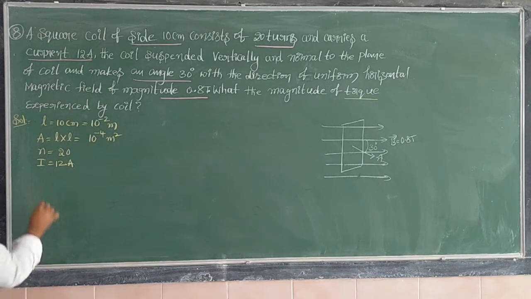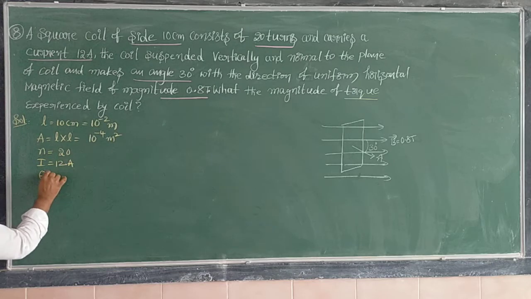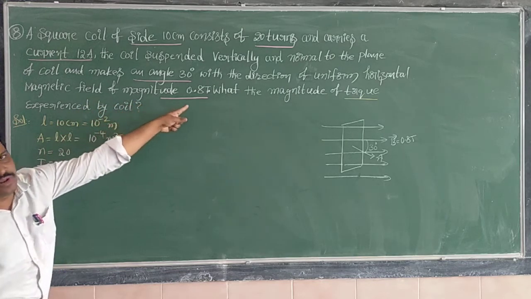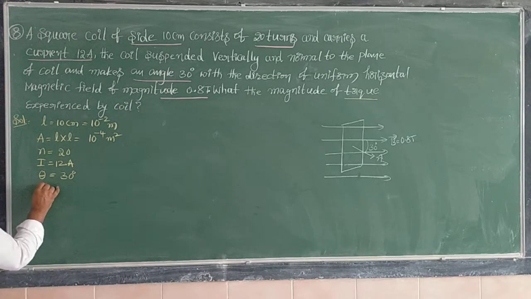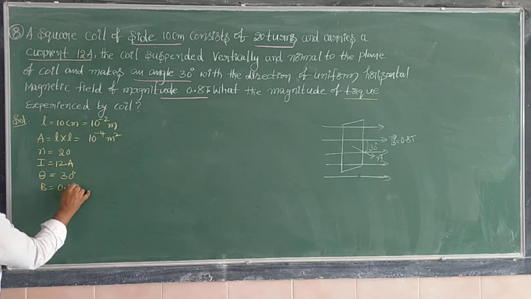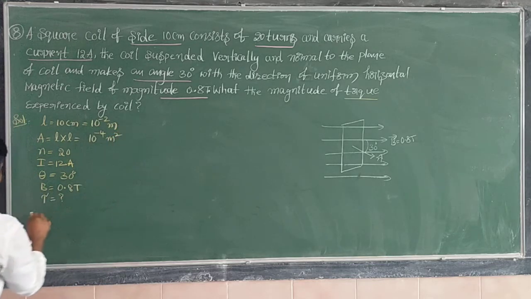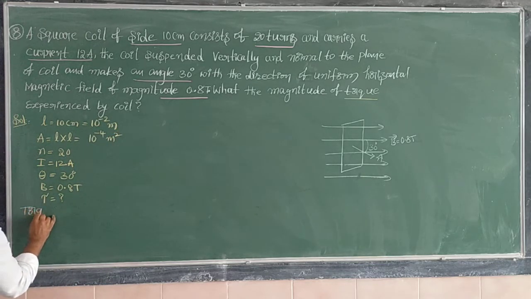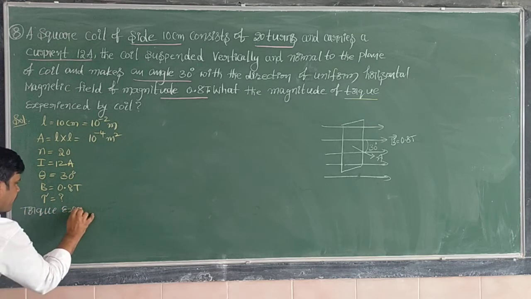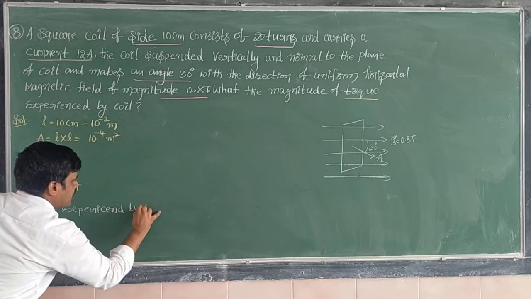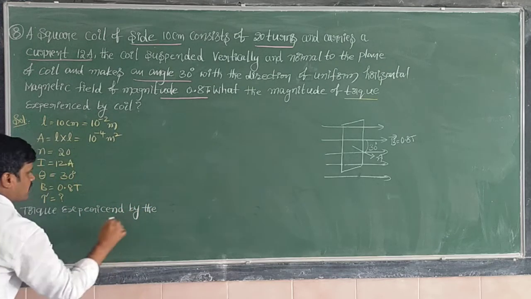Next, what is the angle made by the plane of the coil with the magnetic field? It is 30 degree. What is the magnitude of the magnetic field? B equal to 0.8 Tesla. So the question is, what is the torque which is experienced by the coil? We have to find. Look here. Torque experienced by the coil.